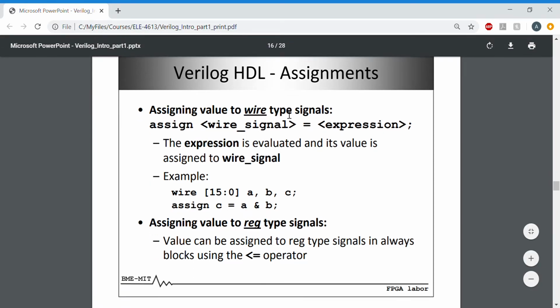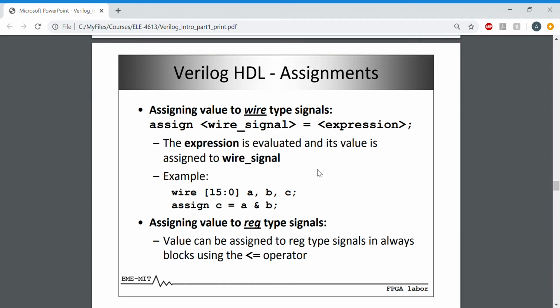Assigning value to wire type signals. What is an assign statement? The assign statement is an important statement in Verilog. This is the most basic. What you are saying is: I am connecting an expression, which is a combination of some wires and operators, to a wire signal. So this is a permanent connection.